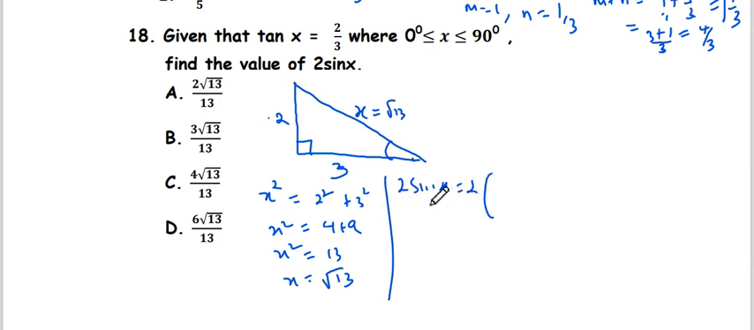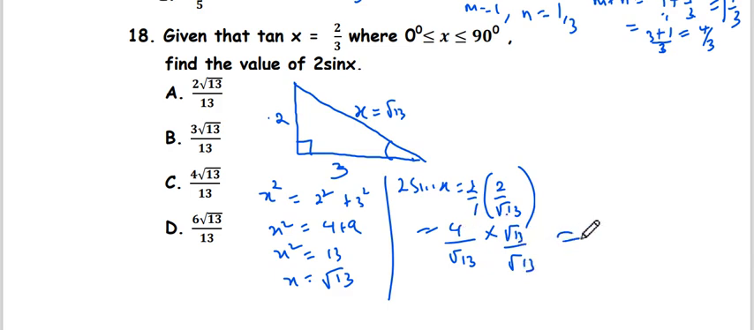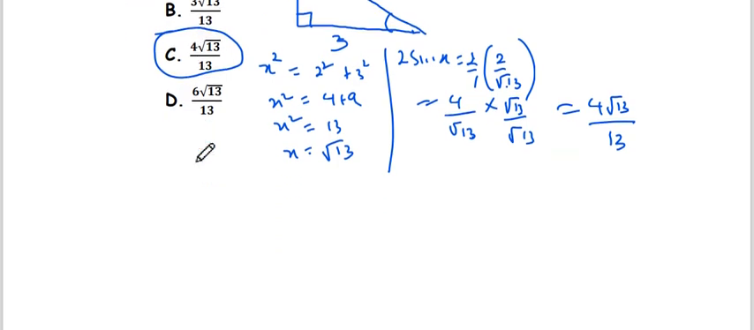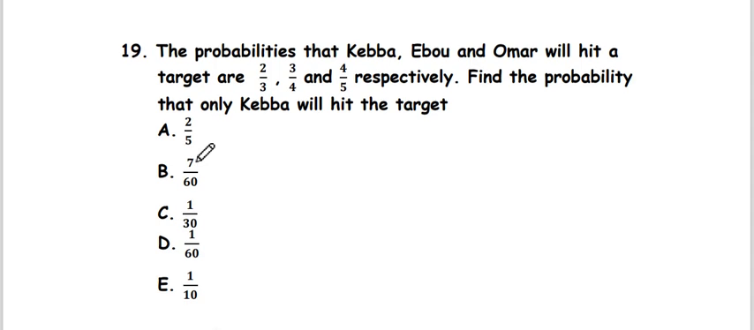2 times sin x, which is opposite over hypotenuse. That's 2 over √13. That's the same as 2 over 1 times 2 over √13. So 2 times 2, 4 over 1 times √13, √13. So rationalizing the denominator, we have times √13 over √13. 4 times √13 is 4√13, divided by √13 times √13 is 13. So our answer is 4√13 over 13. Option C.